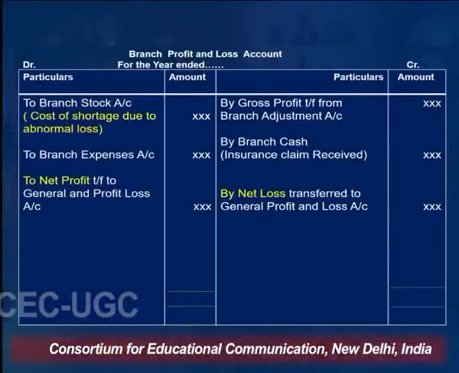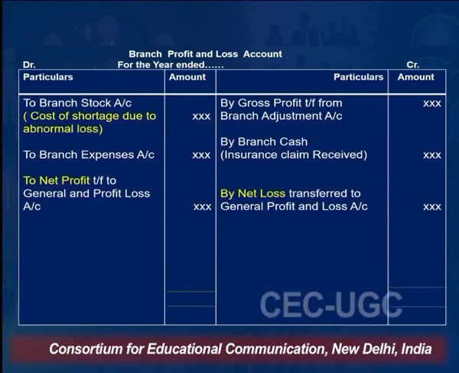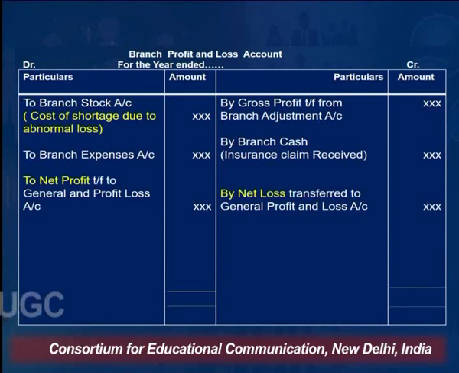So after preparing the branch profit and loss account, net profit will be calculated. Either net profit or net loss will be there. Whichever of these two it is, ultimately it has to be transferred to the general P&L account of the head office. Remember one thing, all these accounts are prepared by the head office in their books.